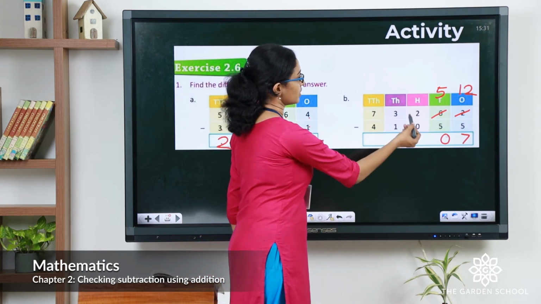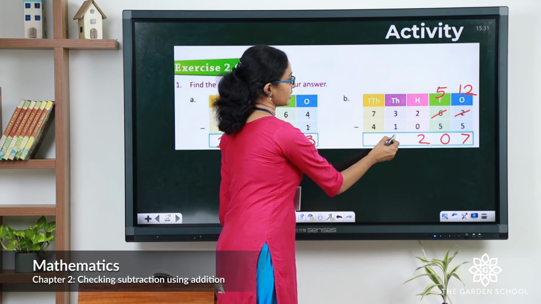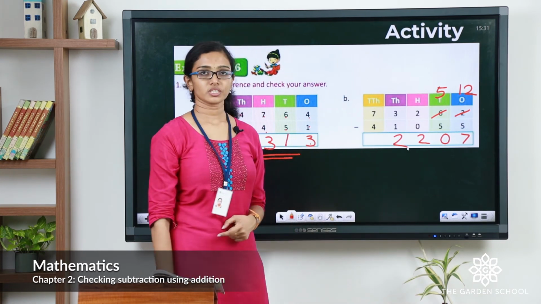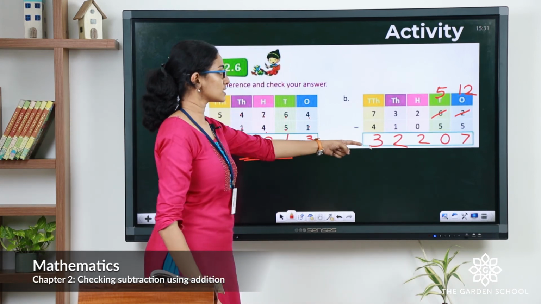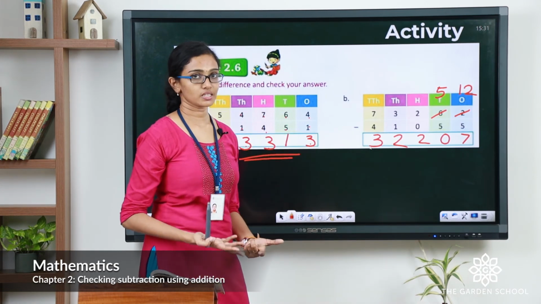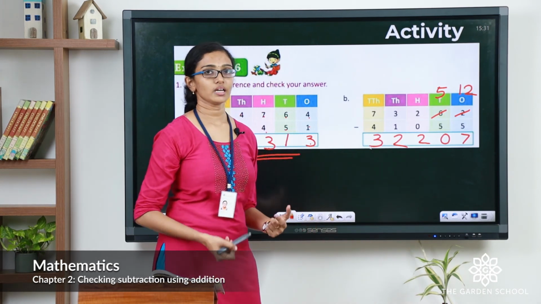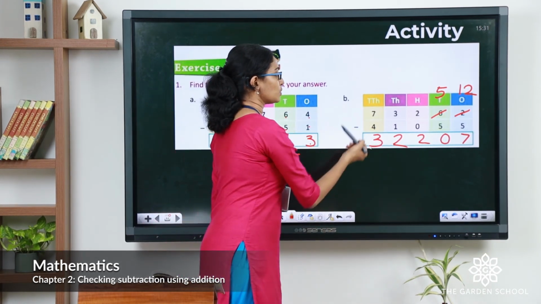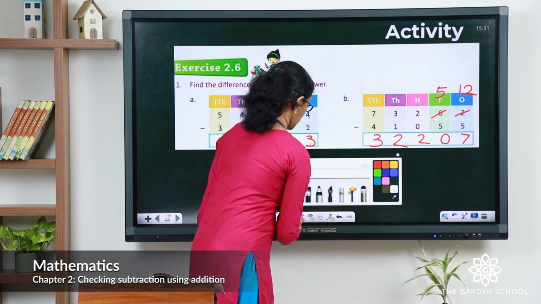In the hundreds place you have 2 minus 0, 2. Thousands place 3 minus 1, 2. And in the 10,000s place you have 7 minus 4, which is equal to 3. Now this is the difference. How do we check if the subtraction was done correctly? Let's add the difference and the subtrahend and see if we get this minuend as the sum. Let's do the addition now.